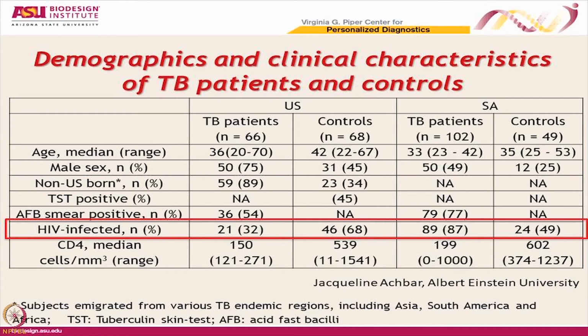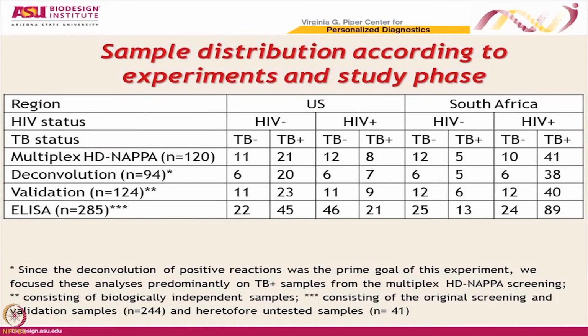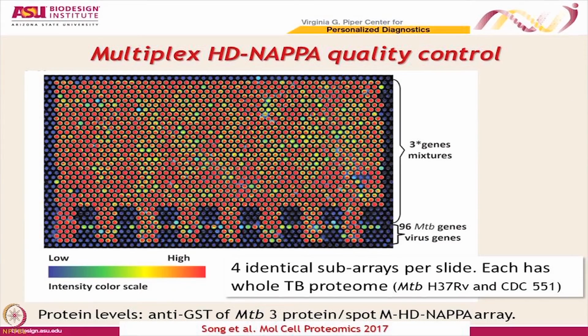So it's kind of a complicated clinical design because we were looking at two factors, TB and HIV, and 2 different countries. And this is how we broke the samples into all the different studies. And this was published last year in MCP, so I won't go through all the numbers here. But you generally get the idea.